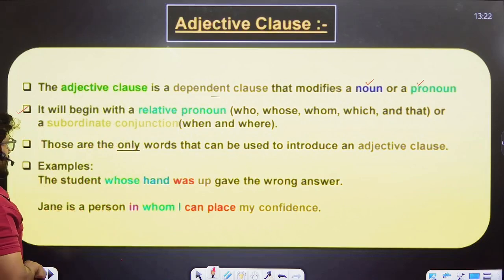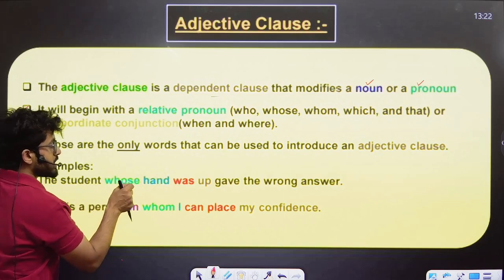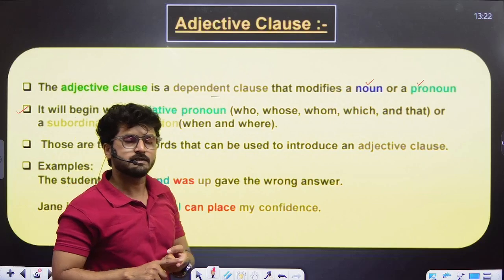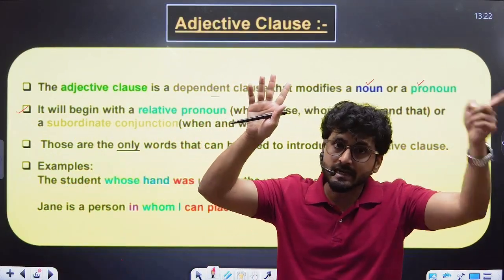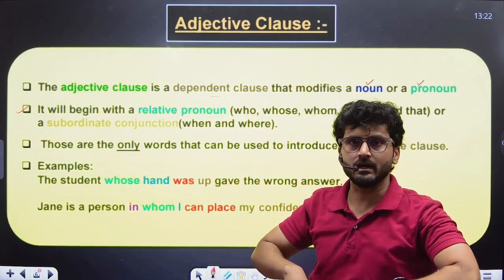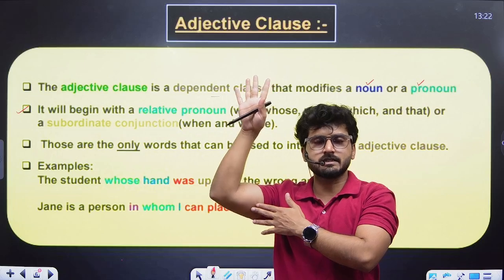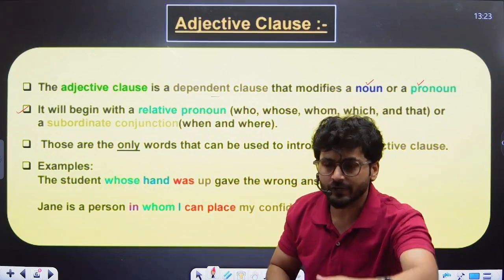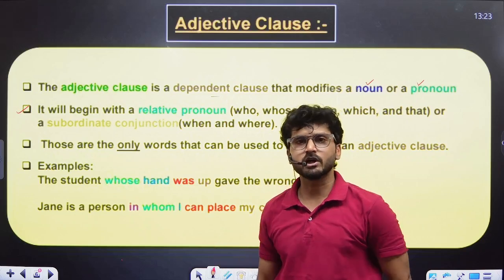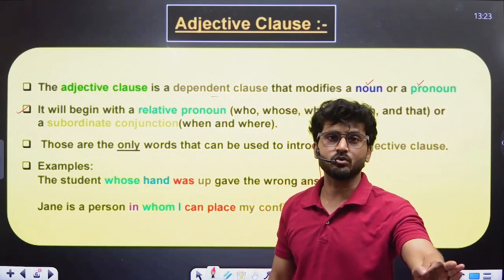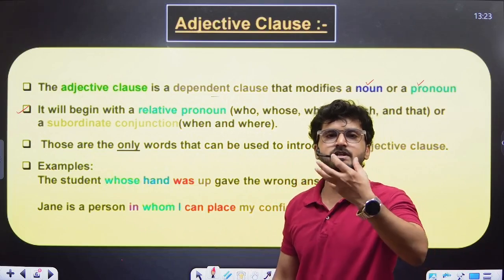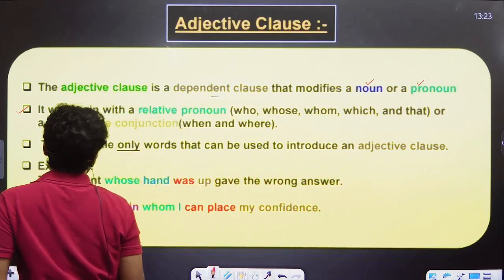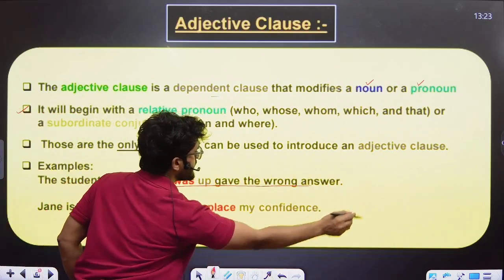Now, example you can observe: the student whose hand was up gave the wrong answer. वो बच्चा जिसका हाथ ऊपर था उसने गलत आंसर किया. तो what is happening here? जिसके हाथ ऊपर थे, उस बच्चे के हाथ, उस बच्चे को मॉडिफाई कर रहा और बतला रहा है ना, उनके बारे में फर्दर इंफॉर्मेशन प्रोवाइड कर रहा है. It is providing more information about that student, that noun. So whatever the extra information being provided about that noun or the pronoun, that is only your adjective clause. The student whose hand was up gave the wrong answer.